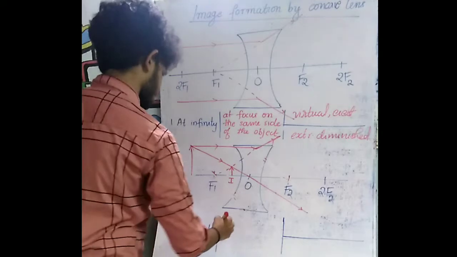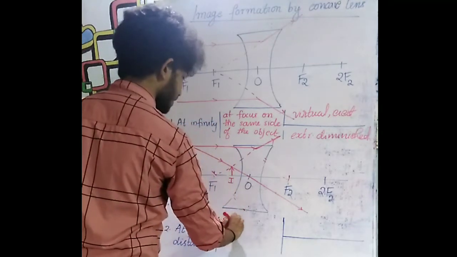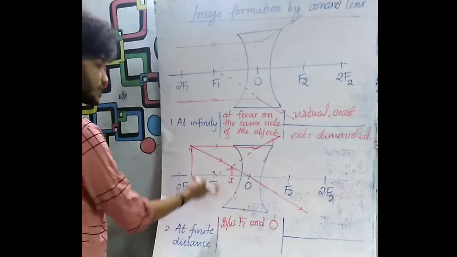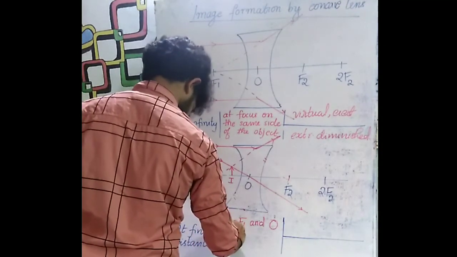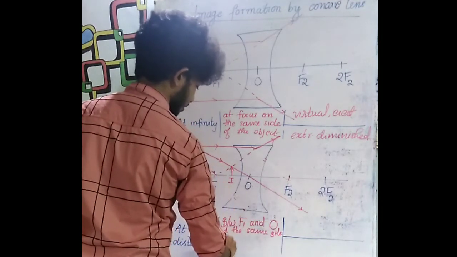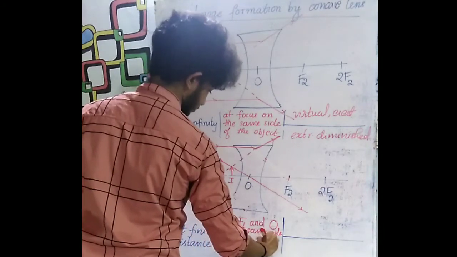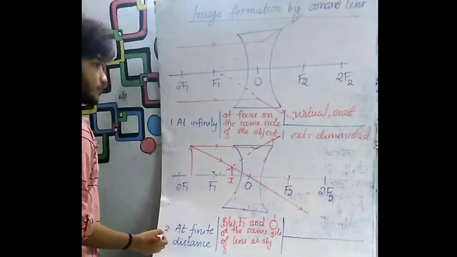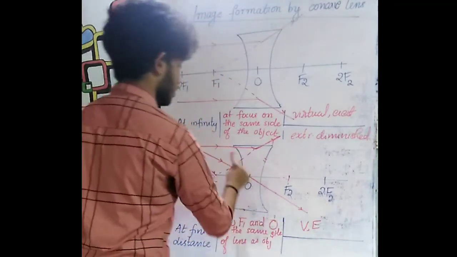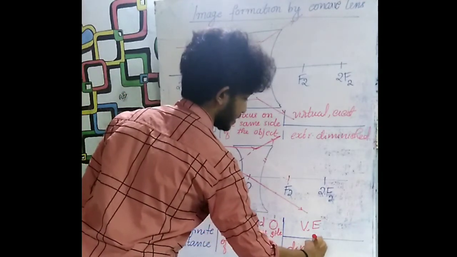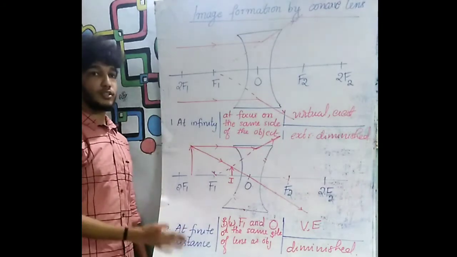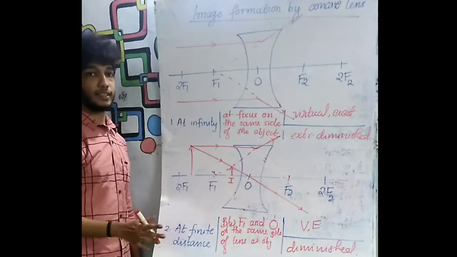So the image formation is between f1 and O. That also on the same side of the lens as the object. So here what about the nature, which is virtual and erect? And the image is diminished as compared to the object. So these are the characteristic features of the image formation by a concave lens.